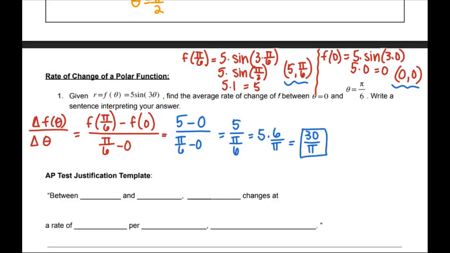All right, so if we want to set up a sentence to interpret our answer between the two angles, between theta equals 0 and theta equals pi over 6, what's changing? The radius changes at a rate of, what we just found is our answer, 30 over pi for every radian on average. Right, so the on average part takes care of our average rate of change.